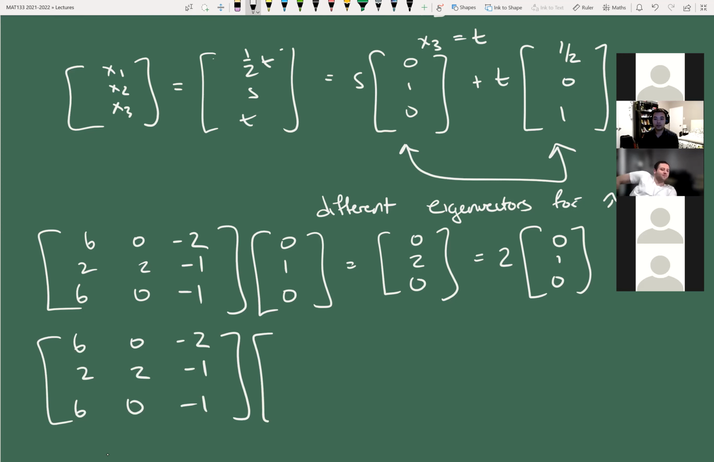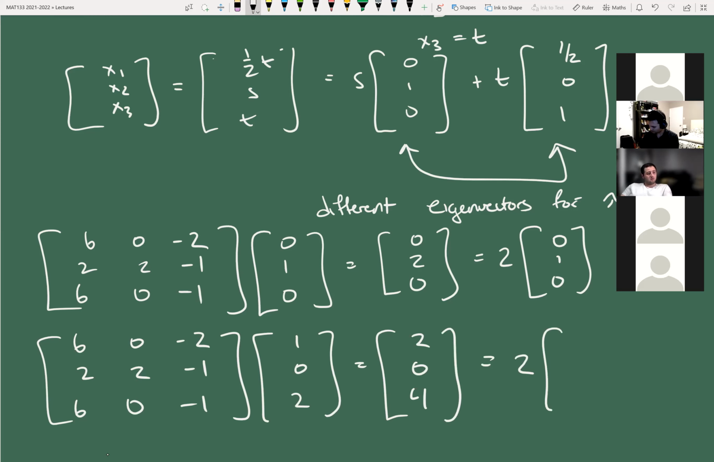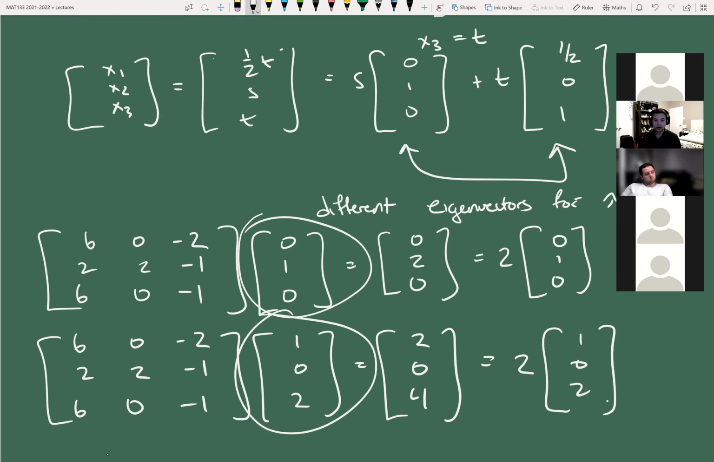And then what's the other one? 1/2, 0, 1. Let's use 1, 0, 2, right? I think that's just better. So let's just not have fractions. So if I do that, I'm going to get 6 minus 4, which is 2. 2 minus 2, which is 0. 6 minus 2, which is 4. And yep, that's 2 times 1, 0, 2, right? So these two vectors are not multiples of each other, but are both eigenvectors for lambda equals 2, right?